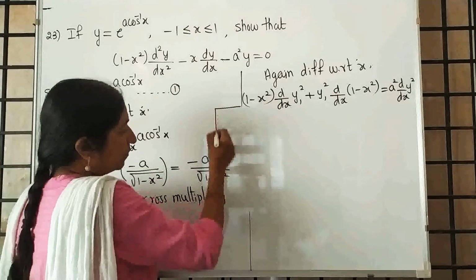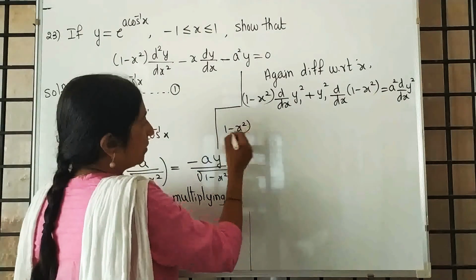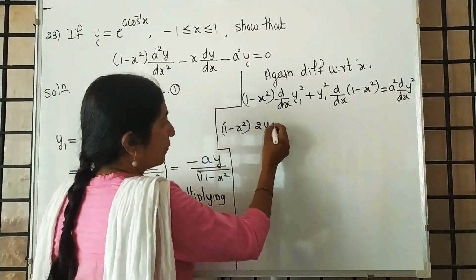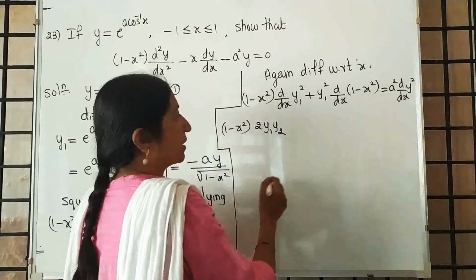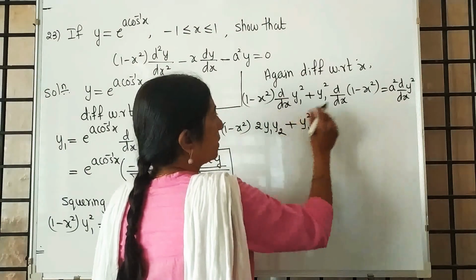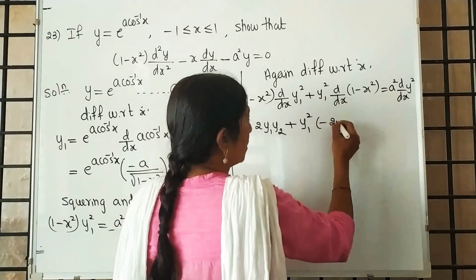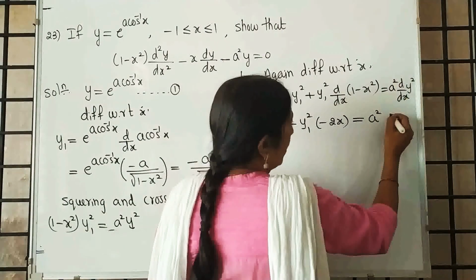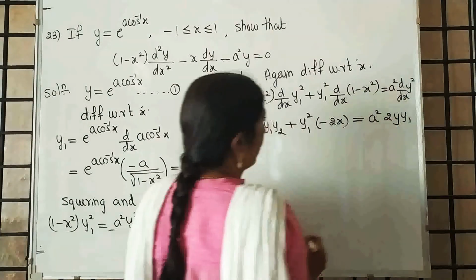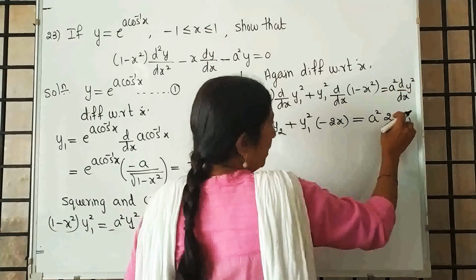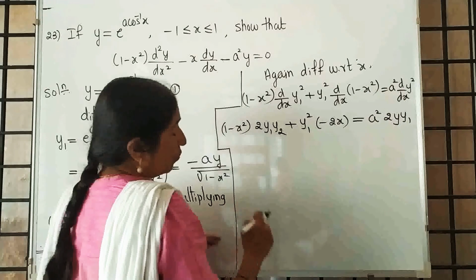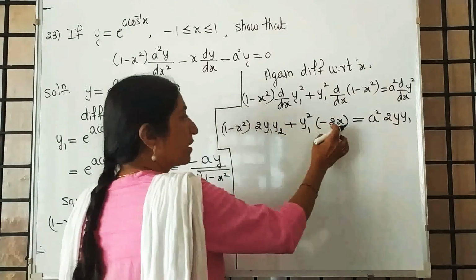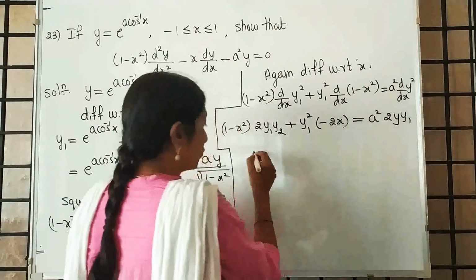Now 1 minus x square as it is. What is the differentiation of y1 square? It is 2y1 into y2, first power then base. Plus y1 square as it is, differentiation of 1 minus x square is minus 2x, is equal to a square is a constant, differentiation of y square is 2y into y1. See, here in the first term we have 2y1, here also we have 2y1, here also we have 2y1.